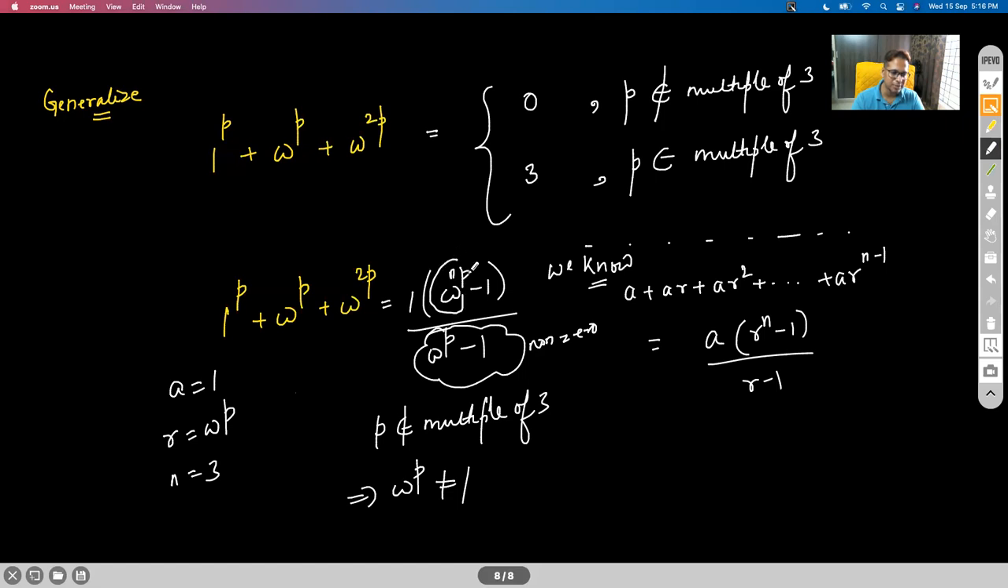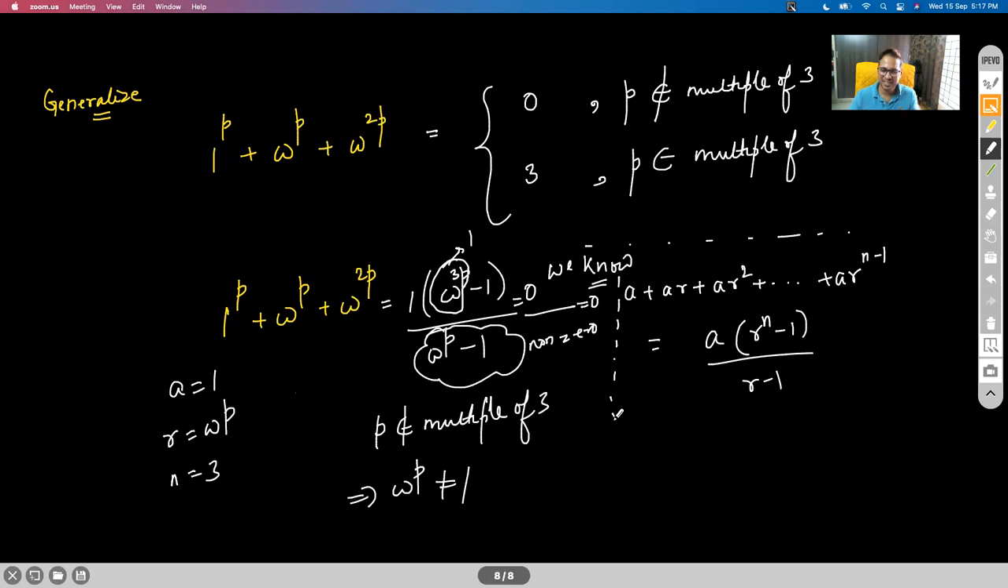By the way, n is 3 here, sorry for writing n. This is going to be a multiple of 3 anyhow, because 3 into any integer, even though the integer p is not a multiple of 3, let's say p is 2, so 3p will anyways be a multiple of 3 only. So this will anyhow be 1. So this will become 0 divided by a non-zero quantity, which anyways will be a 0.